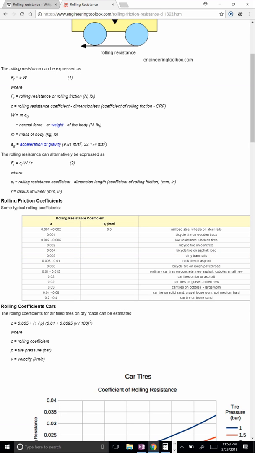Yeah, you get the idea. And then you see our resistance is over here, 0.001 to 0.002 for railroad steel wheels on steel rails. So this one would be an example of a train on steel rails, and you can see that the rolling resistance is very low.